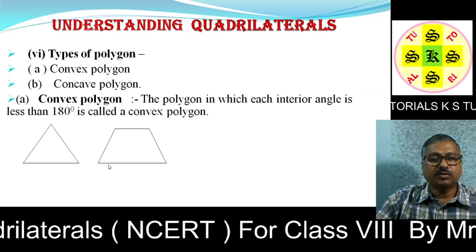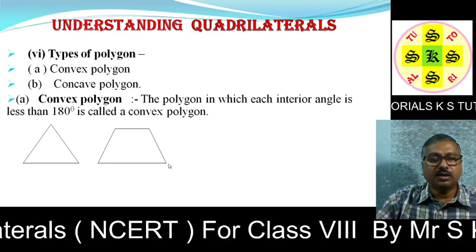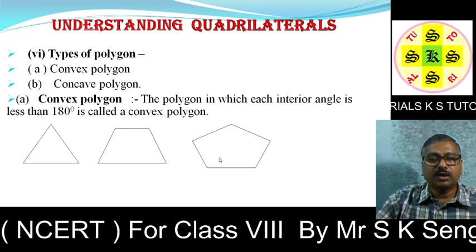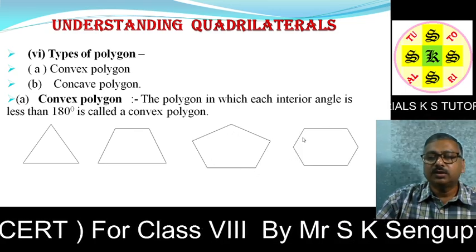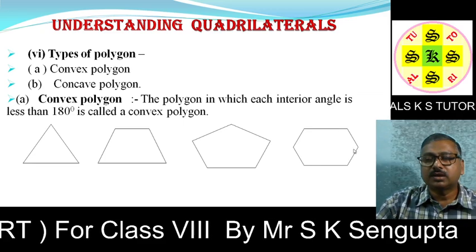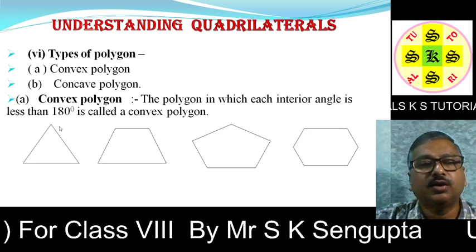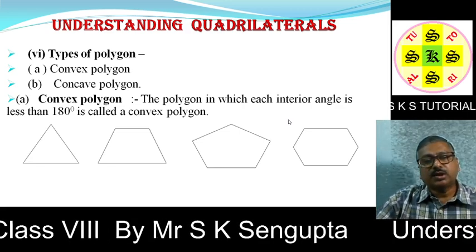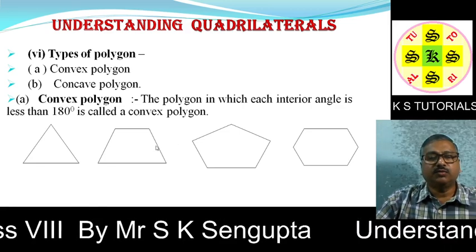Four line segments. So this is a polygon where all interior angles are less than 180 degrees. Now this is also another polygon. All interior angles are less than 180 degrees. This is also another polygon. All interior angles are less than 180 degrees. So these all are convex polygons. Now whatever we are going to discuss, all are actually convex polygons.